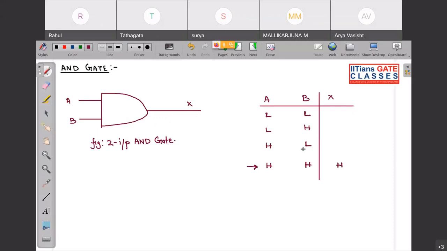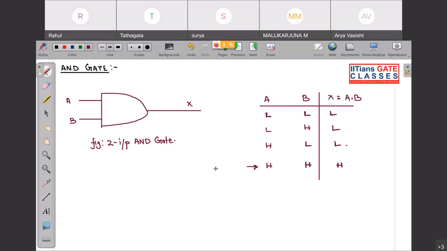In the rest of the places, you can see at least one of the inputs is low. Here both the inputs are low, so the output will be low. Here A is low, so output will be low. Here B is low, so output will be low. So this is your universal truth table of your AND gate. This is A into B, or A dot B.